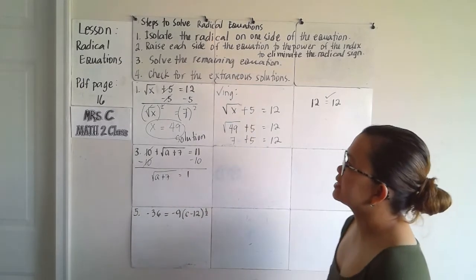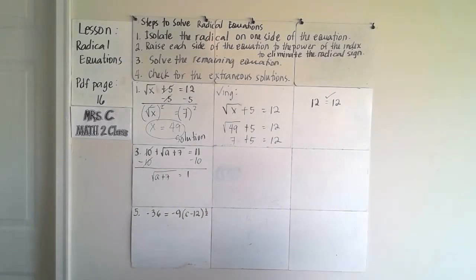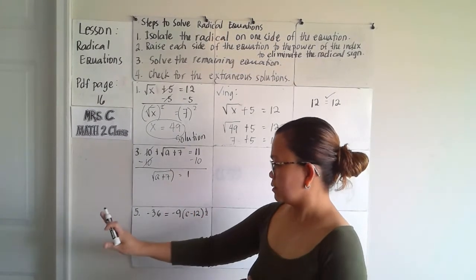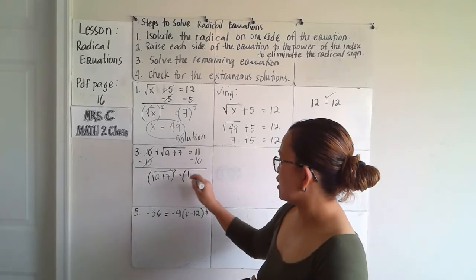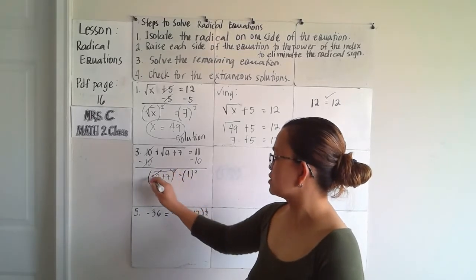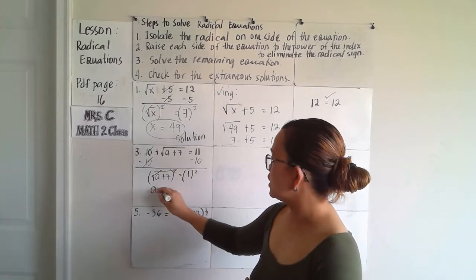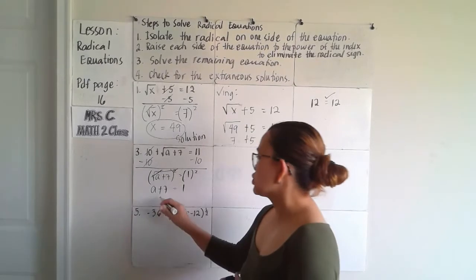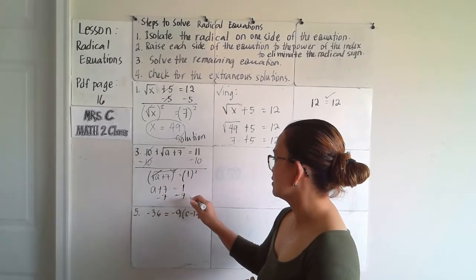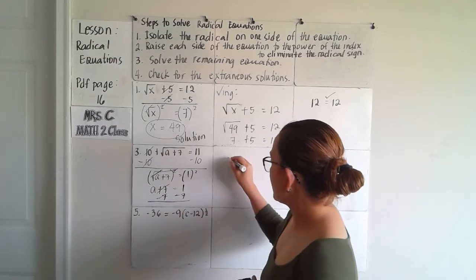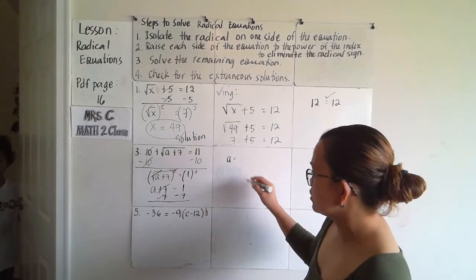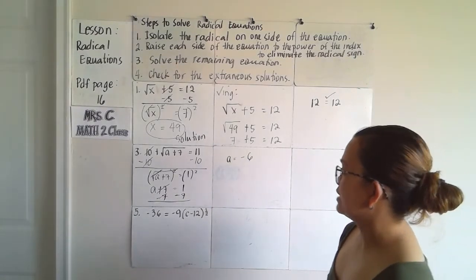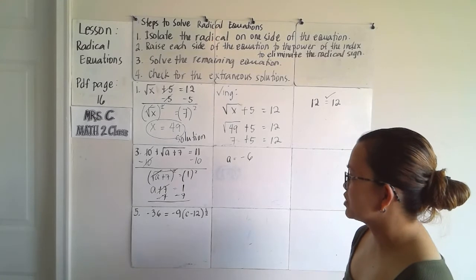Then go to the next step, which says raise each side of the equation to the power of the index to eliminate the radical. So you're going to square both sides and cancel the radical symbol. That will be a plus 7 equals 1. Subtract 7, and you'll have a is equal to negative 6. Is that right? Yes. So a is equal to negative 6.